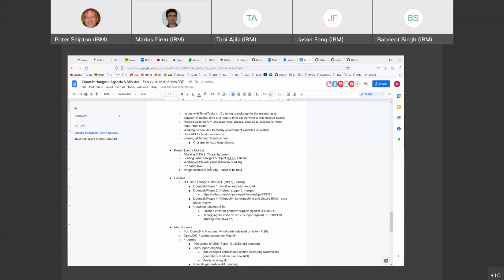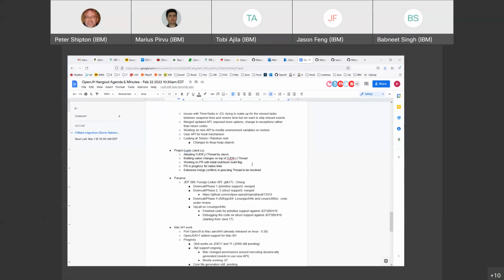So we probably need to do some more work in thread to accommodate Project Loom's work, and it can be used without Project Loom. They are currently kind of not compatible. Yeah, that's what I know. Okay, thanks. Anything else?